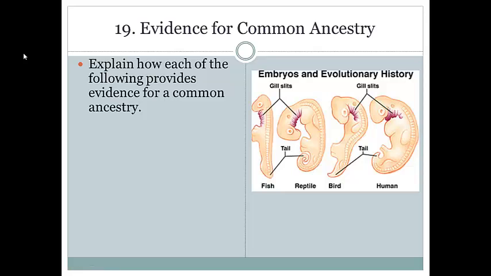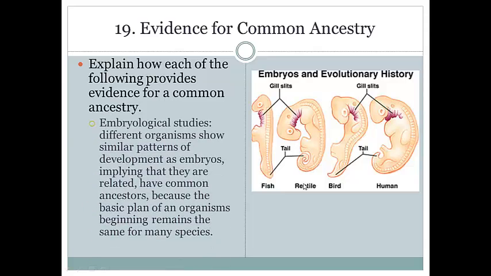Next question asks us about common ancestry. So first is embryological studies. If we look at the embryos of different organisms, we see that there are similar patterns of development. We'll see that eyes develop at around the same time, or limbs develop at around the same time. So this implies that there is some kind of relation and that they have common ancestors, because the basic plan of an organism's beginning remains the same for many different species.